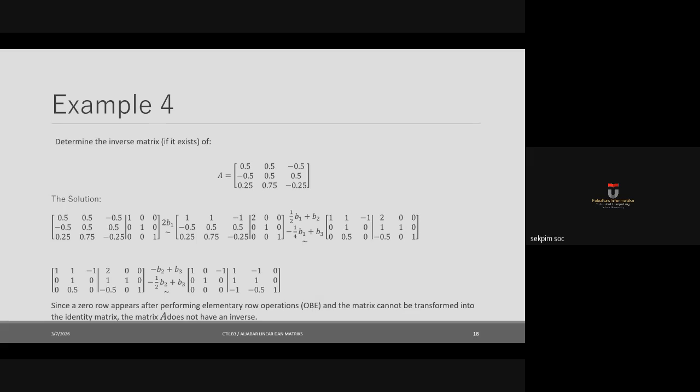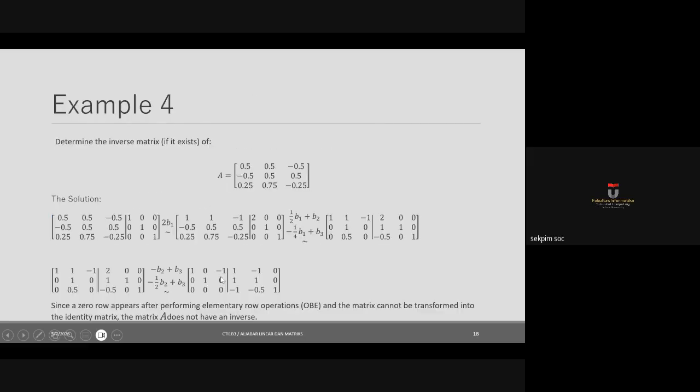Baris ketiga dikurangi setengah kali baris ke... Oke, nah, jadi kamu punya ini. Habis itu, apa namanya? Udah segitu ya. Oke, sehingga kamu punya ini hasilnya ya. Ini kamu bisa lihat di sini. Nah, kamu bisa lihat di sini apa hasil akhirnya, ini tidak identitas ya.